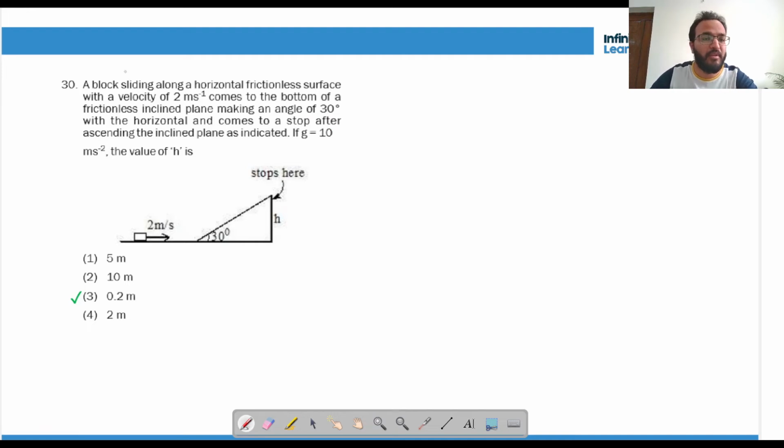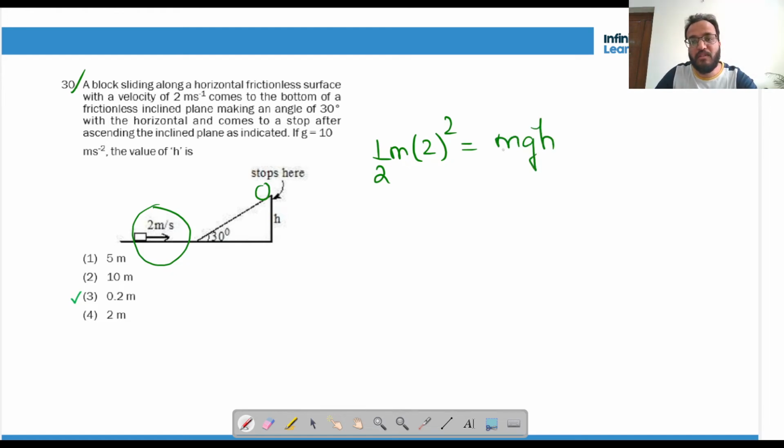Okay, now question number 30. Again same thing, whatever kinetic energy here is converted into potential energy here. So half m into 2 square is equal to mg into h, m cancelled. So h will be equal to 4 by 2g, that is 2 by g, that is 0.2 meters.